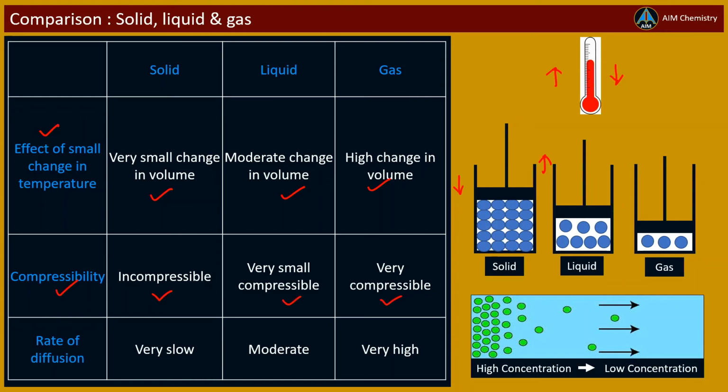The last property is rate of diffusion. First, understand what is diffusion. Diffusion is the movement of particles from an area of high concentration to an area of low concentration. In solid, rate of diffusion is very slow, while in liquid, it is moderate, and for gas it is very high. Now we will see which properties we have studied in this session.